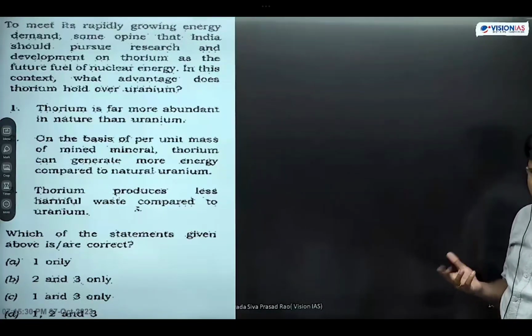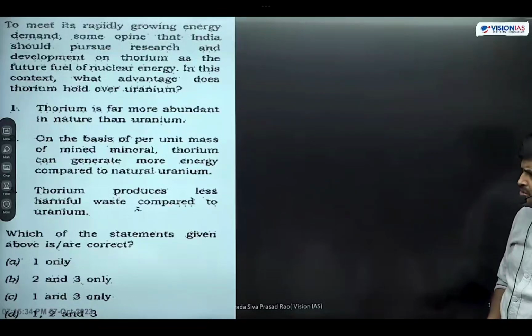I will tell you in the third stage of nuclear reactors what we do. Thorium produces less harmful waste compared to uranium. Yes, thorium-based nuclear reactors are less harmful in nature. So next one, see what the answer is regarding this. 2 and 3 is the right answer. Yes, correct answer is 2 and 3.